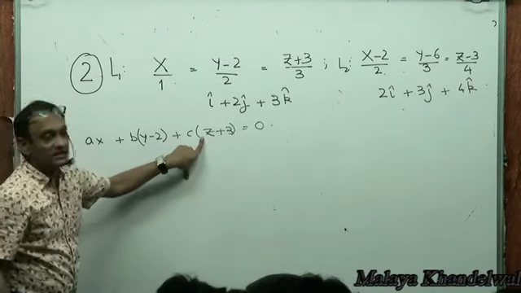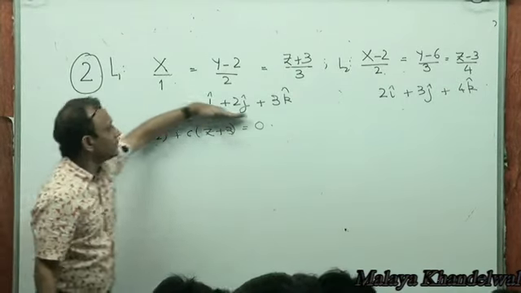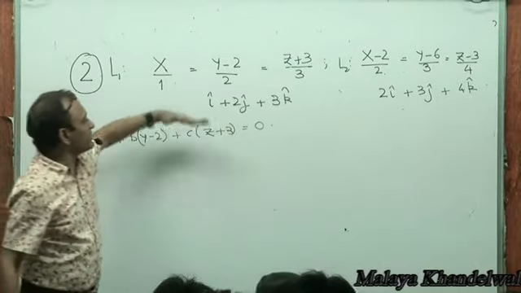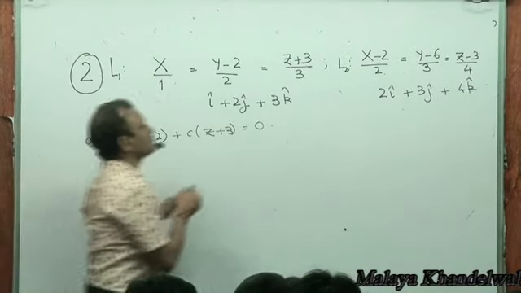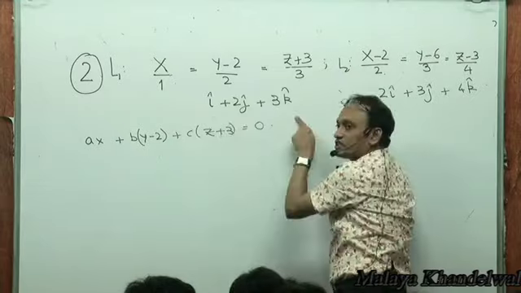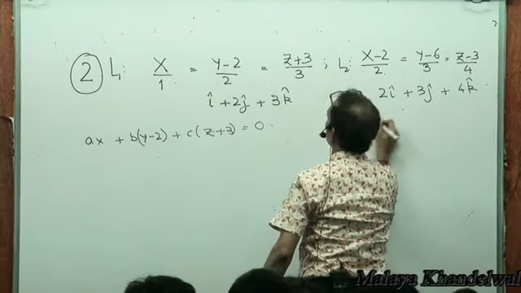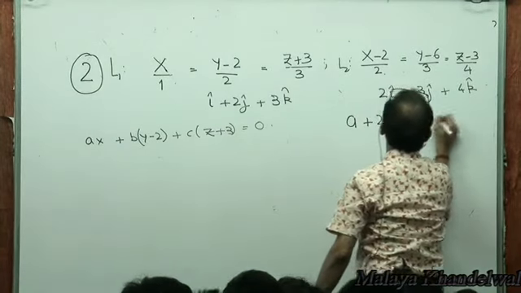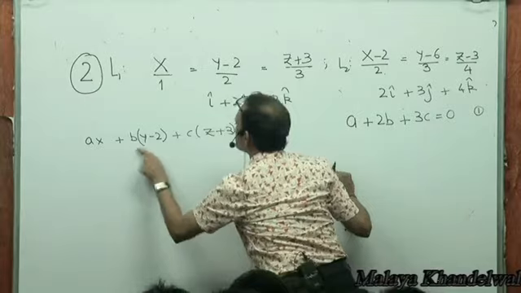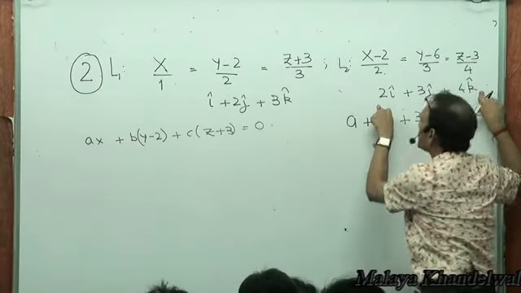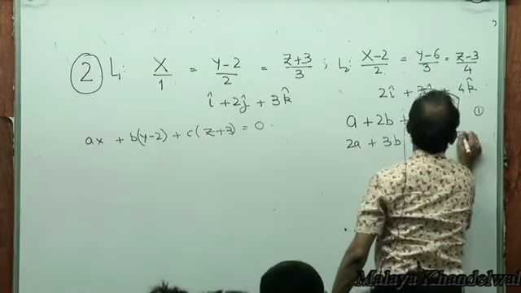Now ai plus bj plus ck must be perpendicular to this. The normal to the plane must be perpendicular to any line lying on the plane. This is a vector parallel to the line, so this must be perpendicular to ai plus bj plus ck. So the dot product must be 0, and the dot product is a plus 2b plus 3c is 0. Similarly, ai plus bj plus ck must be perpendicular to this vector also. That means 2a plus 3b plus 4c must be 0.